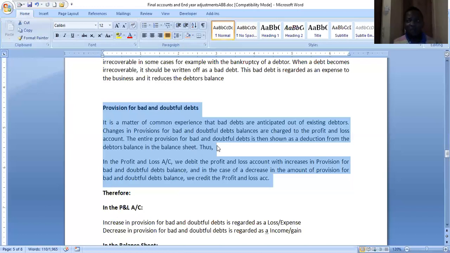This person is in court. He could land in jail for a long time. He may not pay me back. He could be innocent. He could be released. He'll pay me back. So there's that anticipation. So for that anticipation, you create a provision for bad and doubtful debt.